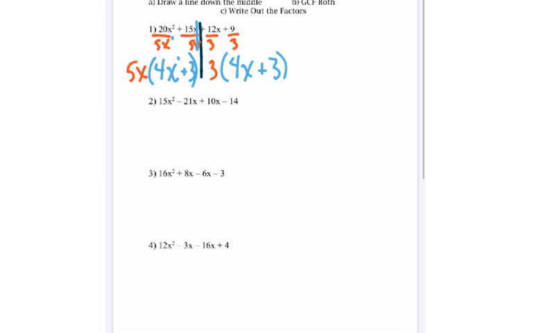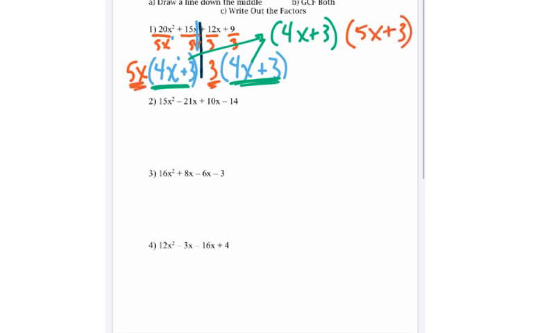What you'll notice when you do this correctly is that whatever was in parentheses will match. It has to match for this to work. Because those matched, I'm going to take them out and write 4x plus 3. Then I'm going to take what was in the fronts and put those together. It was 5x and a positive 3. And that is your final answer.